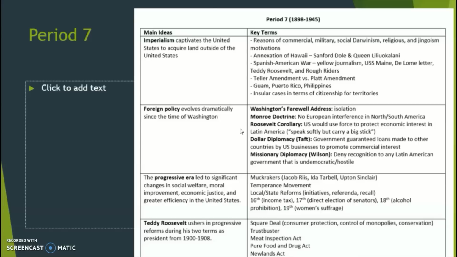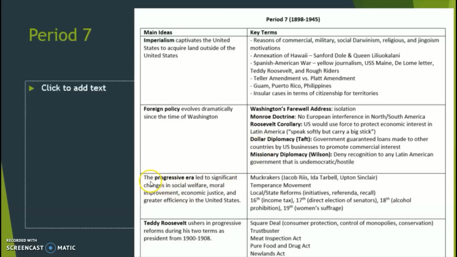And then following him, Taft would continue a foreign policy, but this time taking a bit of an economic stance known as dollar diplomacy, where the government would guarantee loans made to other countries by U.S. businesses to promote commercial interests. So certainly using economics in terms of foreign policy here. And then by the time we get to Wilson, he changes this slightly, and this is known as mission diplomacy, where the United States would deny recognition to any Latin American government that is undemocratic or hostile to democracy. And so this is going to very much change. So be very, very familiar with the foreign policy stances of these presidents here.